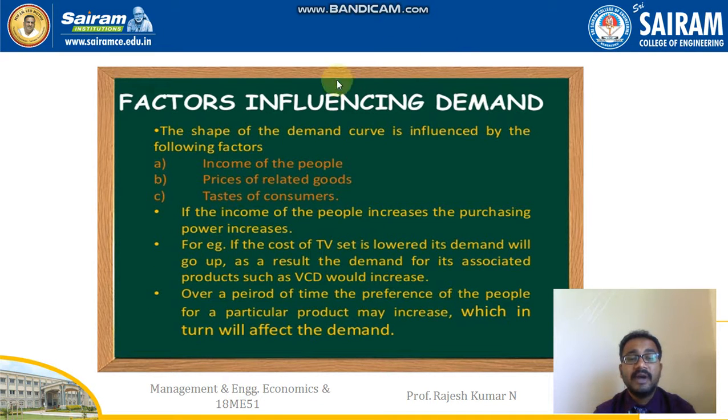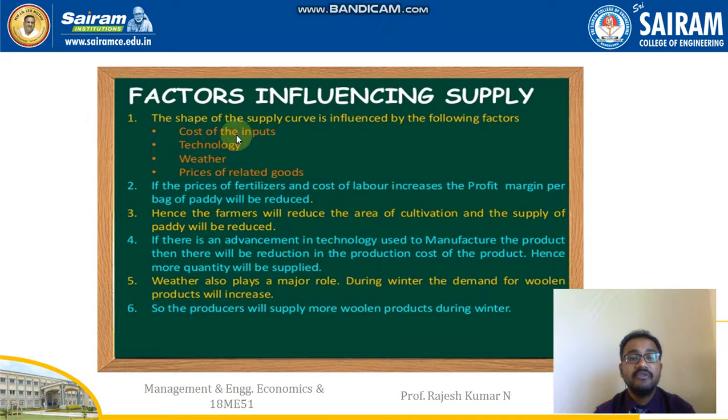And what are the factors which influence the demand? The shape of the demand curve is influenced by the following factors. Number one, income of the people. Number two, prices of related goods. And number three, tastes of consumers. If the income of the people increases, the purchasing power increases. Example, if the cost of the TV set is lowered, its demand will go up. As a result, the demand for its associated products such as VCD would increase. Over a period of time, the preference of the people for a particular product may increase, which in turn will affect the demand.